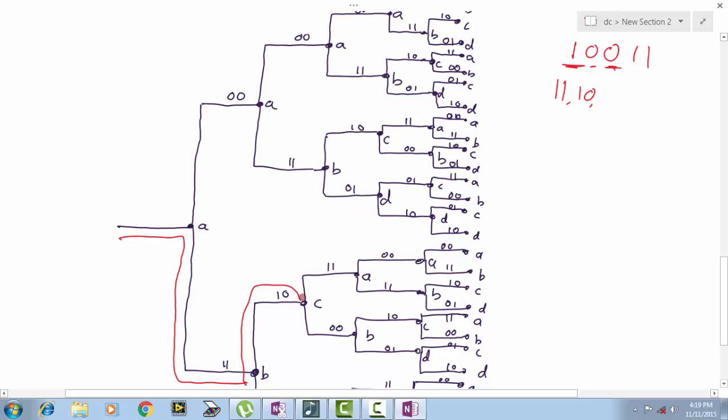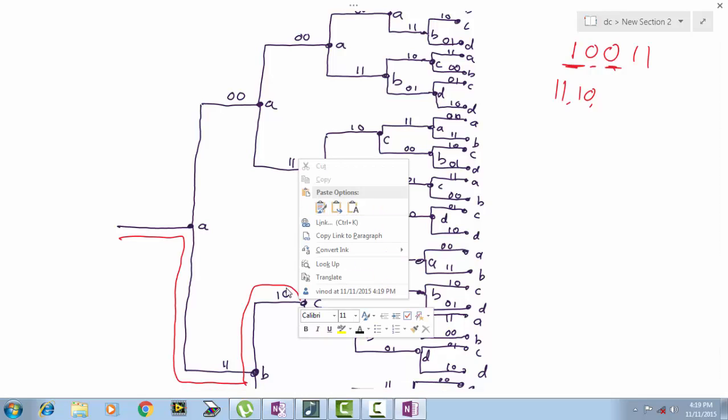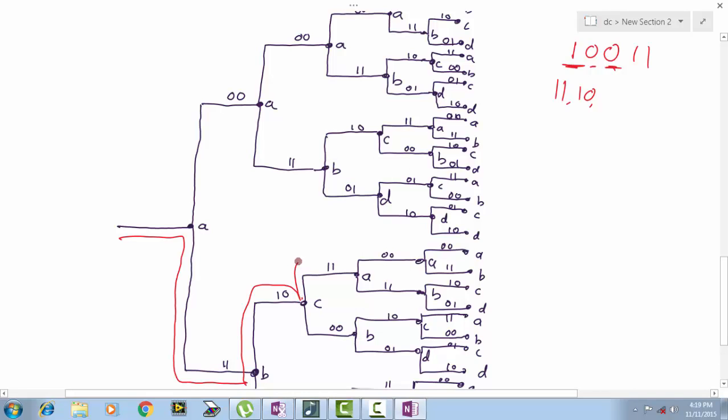Third bit is 0, which means from this bifurcation point we have to move again upward. If I move upward, I will be at this state. What is the output now on the branch? 1 1. Next bit is 1, so we have to move downwards from this bifurcation point. What is the output on this path? 1 1.